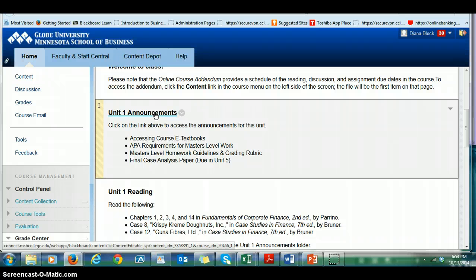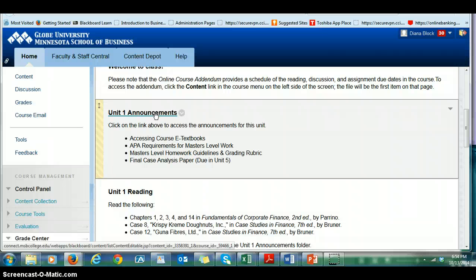Review this information right away. It'll save you a lot of time and headache because you'll know exactly what we're looking for in the assignments on the final paper. All of the requirements and grading guidelines are laid out there for you, so you know exactly what we're looking for in this master's level course.